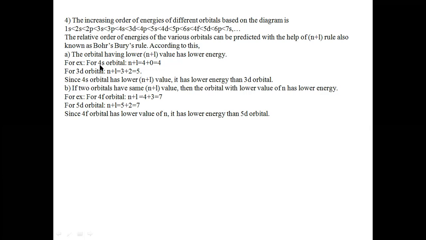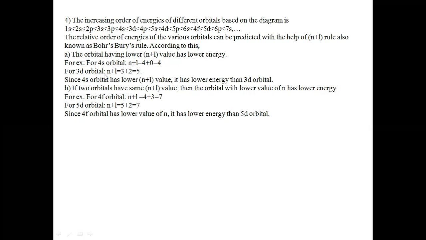For example, for 4s orbital, we know that principal quantum number n will be equal to 4 and the azimuthal quantum number L will be equal to 0. So substitute the value of n and L in n plus L rule. n will be 4 and L will be 0. So 4 plus 0 will be equal to 4. We are getting the value, that is n plus L is equal to 4.